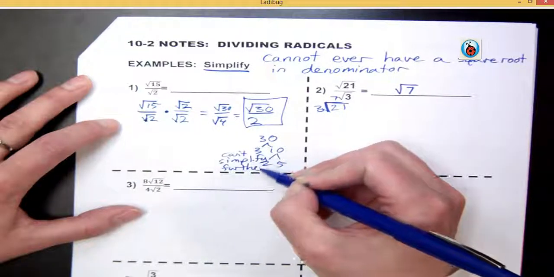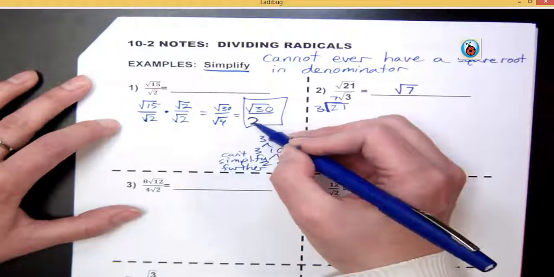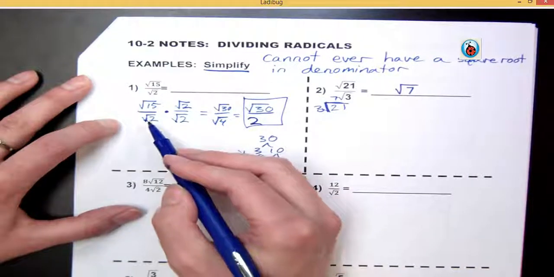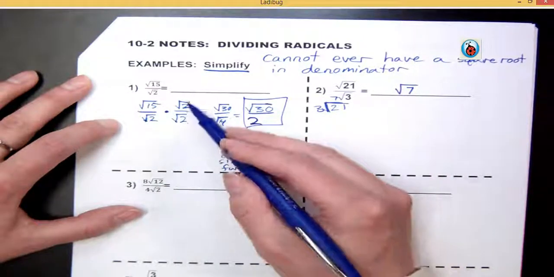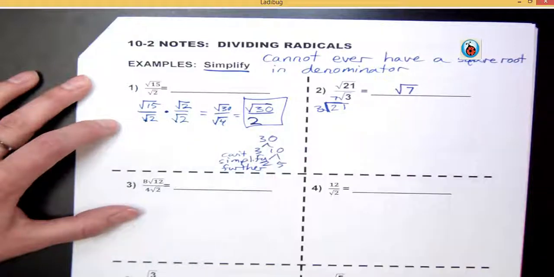And so we just do the step we can do, which is get that radical out of the denominator. It cannot stay there. We have to go through the step of multiplying to move the radical up to the numerator.